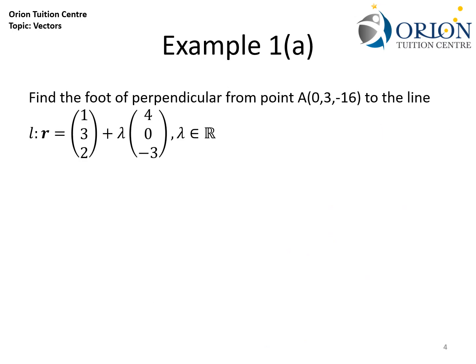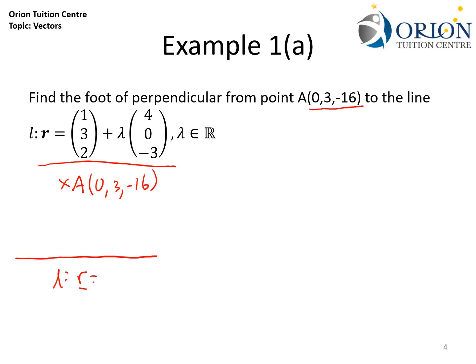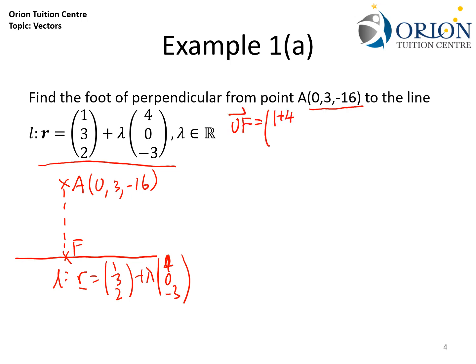In example 1a, we have the point 0, 3, negative 16, and the line r equals to 1, 3, 2 plus lambda 4, 0, negative 3. So this point A, 0, 3, negative 16, and this line r equals to 1, 3, 2 plus lambda 4, 0, minus 3. And I'm interested to find out the foot of perpendicular F over here. Therefore, I can just apply the steps that we have learned earlier. Number one, I will find what is OF in terms of lambda. It will be 1 plus 4 lambda, 3, 2 minus 3 lambda.